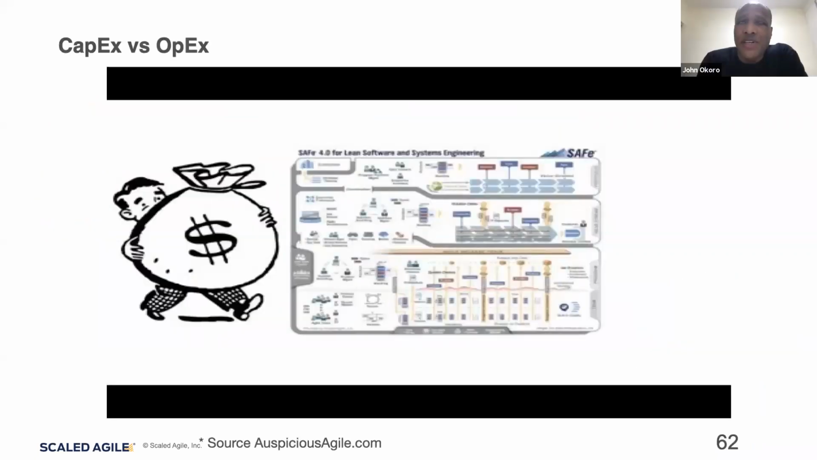And then this is actually a video we have on CapEx versus OpEx. It's one of the video blogs I do on auspiciousagile.com. But basically the idea here is that CapEx and OpEx are concepts of traditional projects, right? You have your capital expenditure, which is where you're putting up new development, new architecture, et cetera. OpEx, you're doing maintenance type work. But it's a little harder to track that when you're using an agile approach or scaled agile approach.